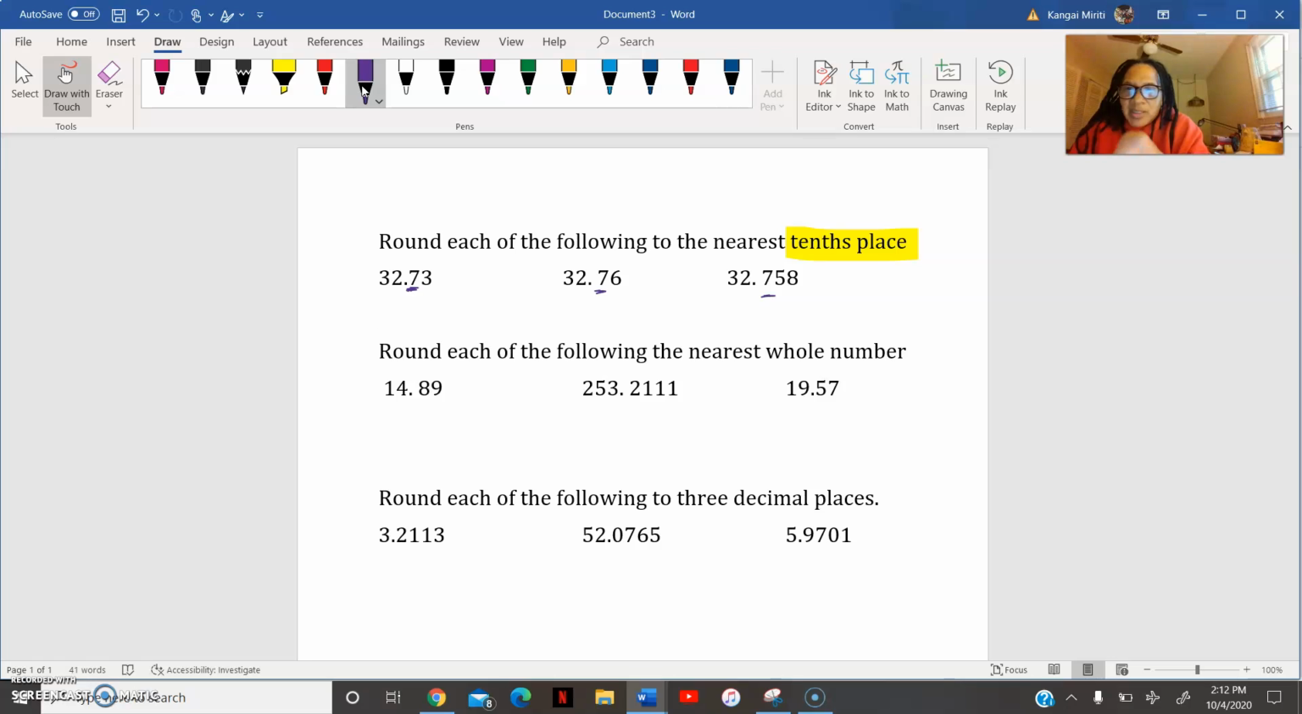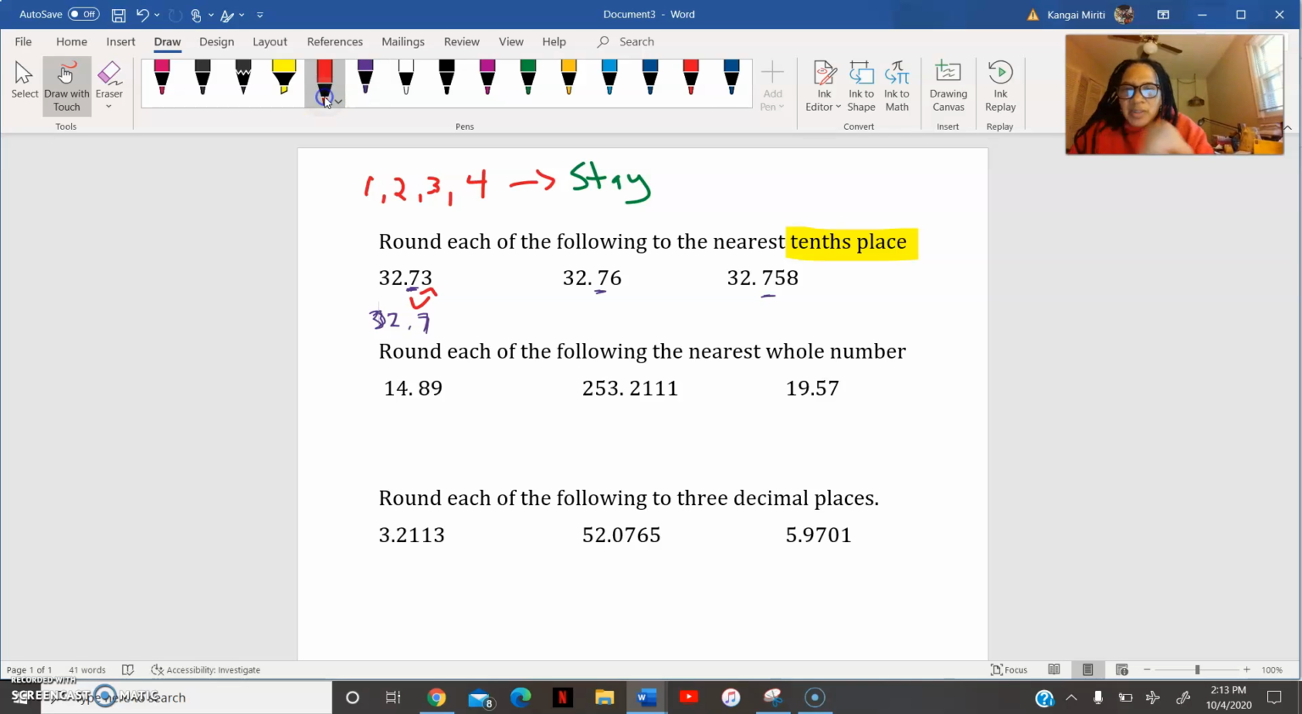So I'm rounding to the tenths place, and if we want to know how to round, we always look to our neighbor on the right. And if on the right we see 1, 2, 3, or 4, that means that whatever place we're rounding to, I always say that we stay. So that means then that our final rounding here is 32.7. It's going to stay a 7, and then everything else is gone. So if we round 32.73, we get 32.7.